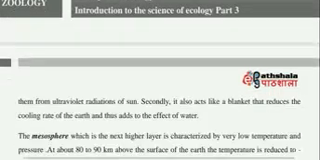Then stratosphere is the air mass above the troposphere, nearly 40 km thick. The temperature in this layer ranges from minus 15 degrees Celsius to 5 degrees Celsius. Its lower layer consists of significant quantities of ozone, forming the ozonosphere. For the ecosystem, the ozone layer is an important umbrella that protects them from ultraviolet radiations of the sun. Secondly, it also acts as a blanket that reduces the cooling rate of the earth and thus adds to the greenhouse effect. The mesosphere, which is the next higher layer, is characterized by very low temperature and pressure.